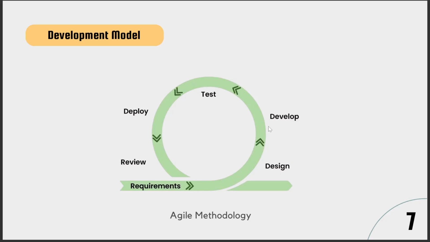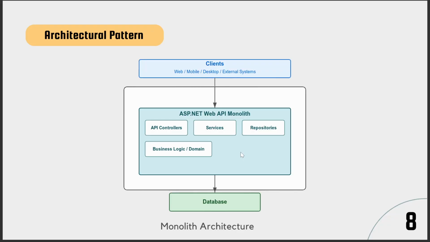We have chosen agile methodology for our development model because it is an incremental and iterative process which can help us adapt to change in the development lifecycle. The architectural pattern of our project is monolith architecture. Here, API controllers, services, repositories, and business logic are bundled together in a single unit.